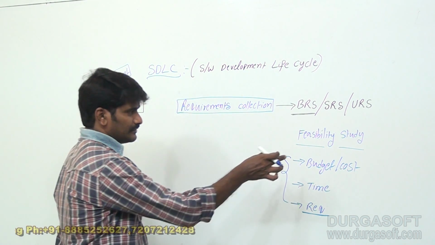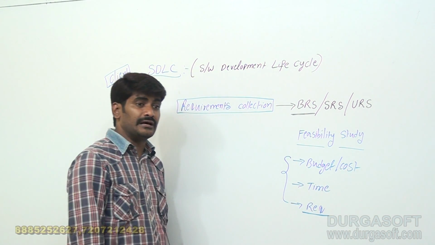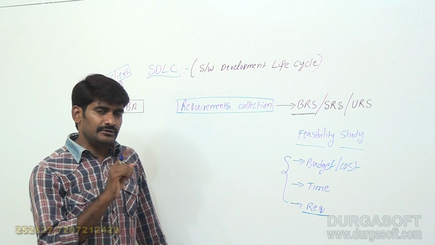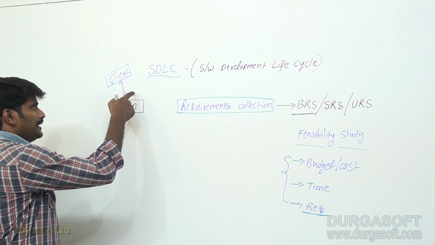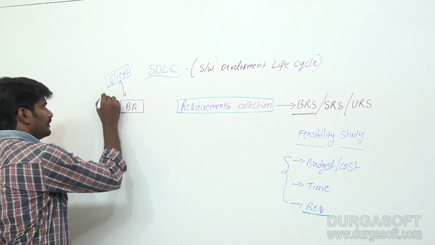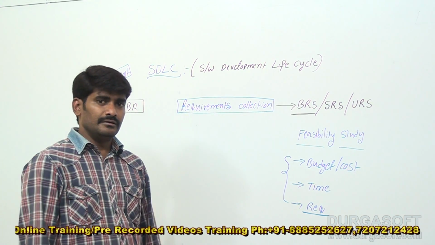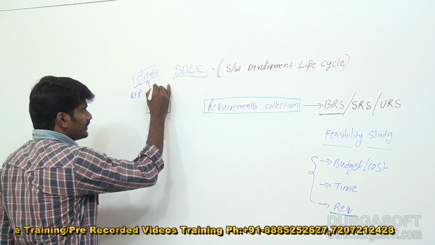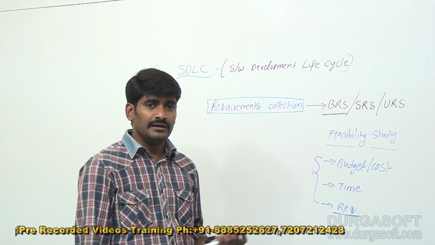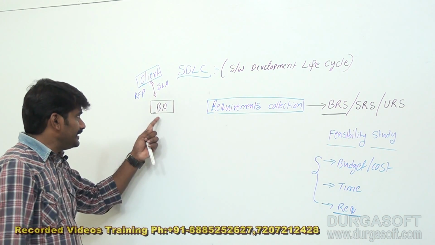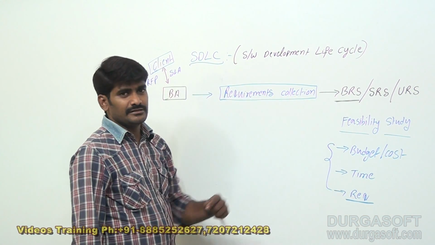Whenever they conduct the feasibility study on the BRS, they check budget, cost and time, and whether the requirements are reliable in terms of functionality and customer expectations. If these three are okay, then the BA will intimate the client with an RFP, request for proposal. Once it is okay, they will write an SLA, service level agreement. So that is the first phase, requirements collection. The BA will interact with the client and gather the document, which can be a BRS, SRS or URS.